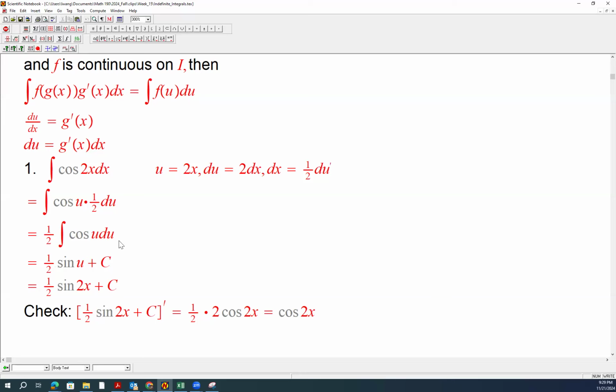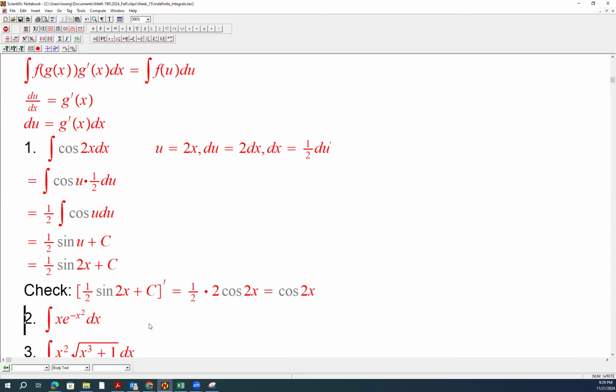And from this example, you can also see that integration by substitution is actually a reversal of the chain rule. Okay, reversal of chain rule. All right, so second question.